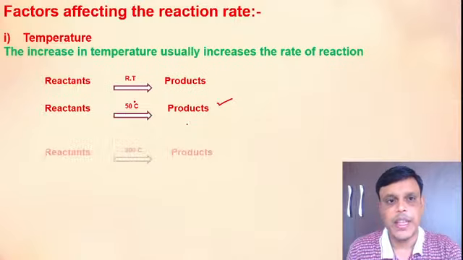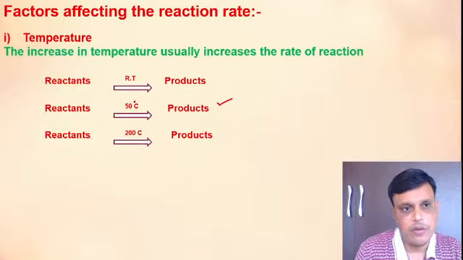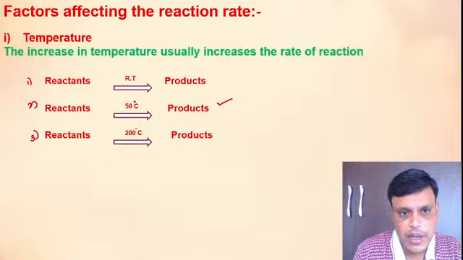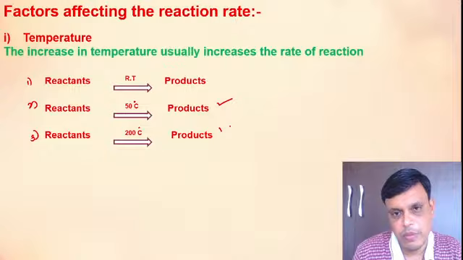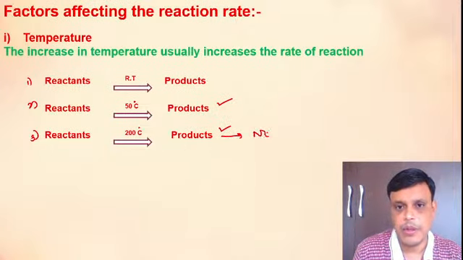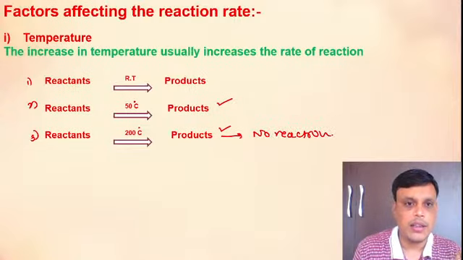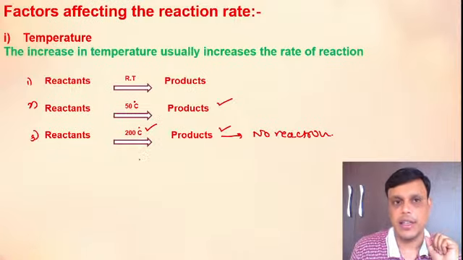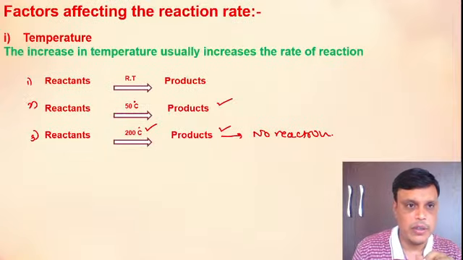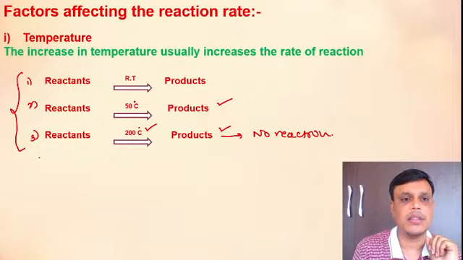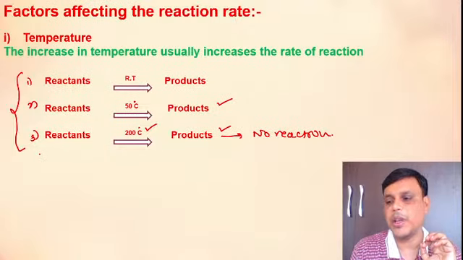Next, for example, this third kind of reaction. This is first, this is second, and this is third. Reactant forms a product at 200 degrees Celsius. That means at room temperature there is no reaction. To form a product, such kinds of reactions require very high temperatures, such as 200 degrees Celsius also. So from knowing these reactions, now you can realize that temperature is a very important factor.